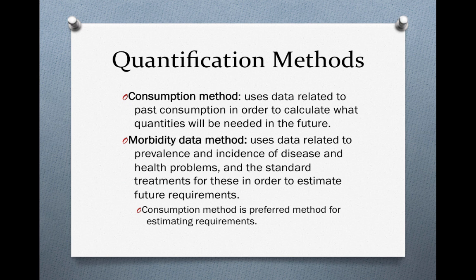Two examples of quantification methods are the consumption method and the morbidity data method. The consumption method uses data related to past consumption in order to calculate what quantities will be needed in the future. The morbidity data method uses data related to prevalence and incidence of disease and health problems and the standard treatments for those in order to estimate future requirements. The consumption method is the preferred method for estimating requirements.